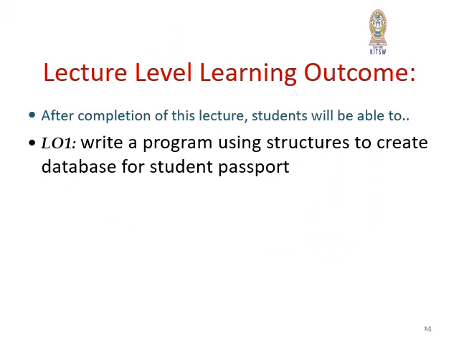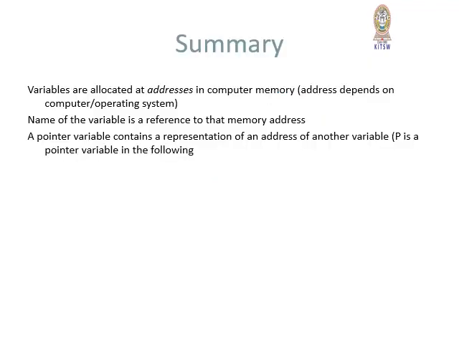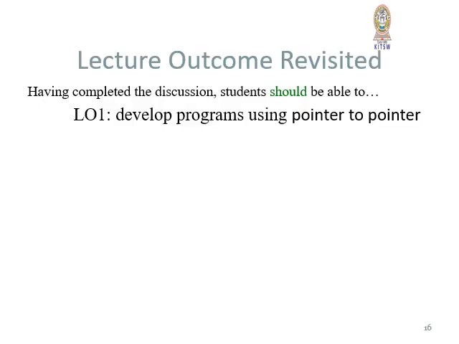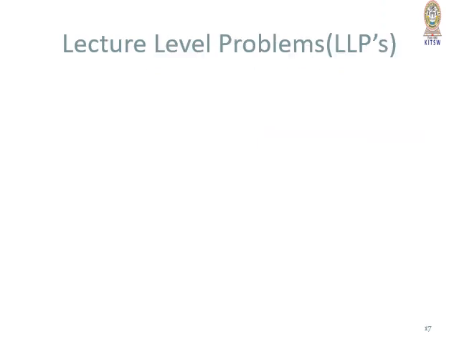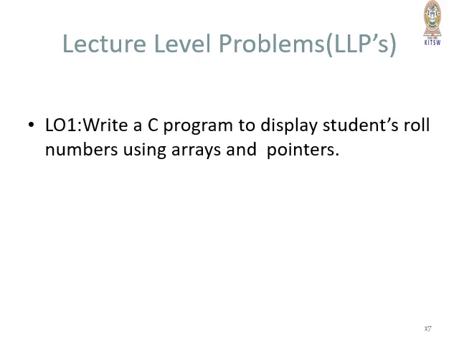Lecture level learning outcome. After completion of this lecture, you will be able to write a program using structure to create a database of any application. For example, a student passport can be created using these particular structures. Coming to the summary, we have seen how a pointer can be used to store the memory address of any variable. And lecture outcome revisited. Students, you will be able to develop programs using pointer to pointer notations, as well as pointer to structures and pointer to arrays.